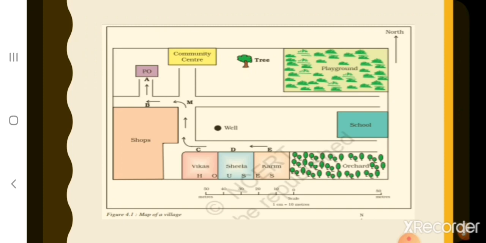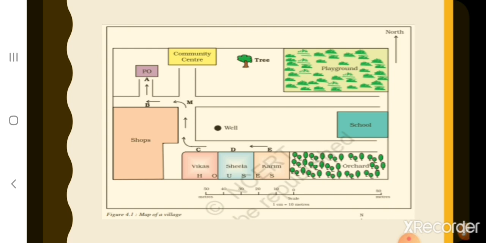Children, this is the map of a village that is given on page number 25 in your geography textbook. If you look at this figure, you can see there is a scale. You can see 1 centimeter is equal to 10 meters on the ground. So, it may be used for measuring the distance between places.